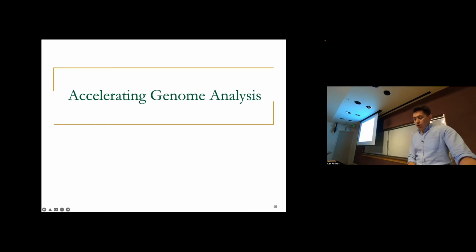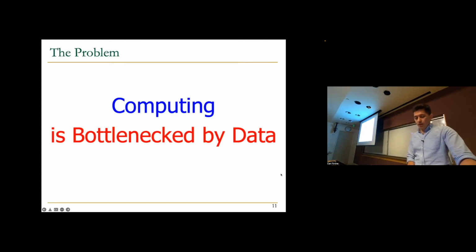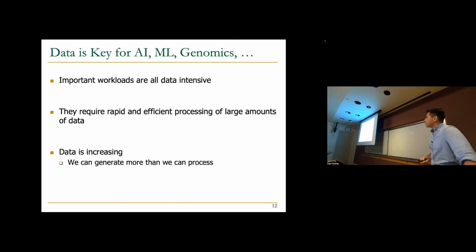So I'm going to be talking about accelerating genome analysis using intelligent software and hardware design today. Let me briefly give you an overview of the research and the problems that we're trying to solve. The main problem that we're essentially solving is that computing is really bottlenecked by data today. If you look at important applications such as AI, ML, and genomics, these important workloads are all data intensive. Basically they require rapid and efficient processing of large amounts of data, and the data is increasing rapidly.